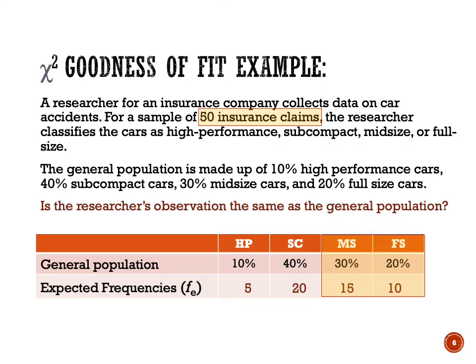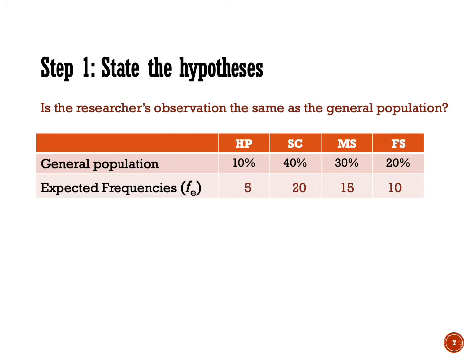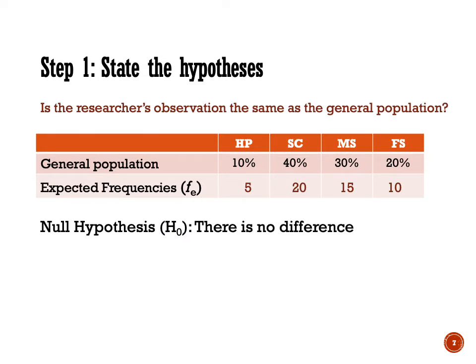Okay, so now we know what the expected frequencies are. Let's move on. It's time for step 1, in which we're going to state our hypotheses. The null hypothesis is that there's going to be no difference between the researcher's observation and what's in the general population, meaning that when the researcher collects her data from those 50 insurance claims, her classifications for the number of each type of car should be pretty close to those expected frequencies.